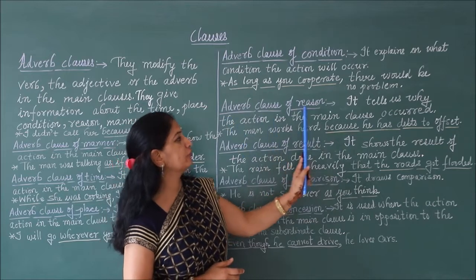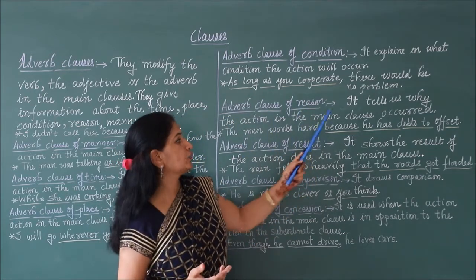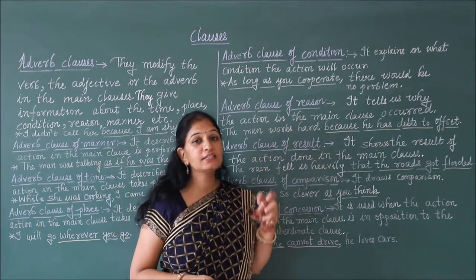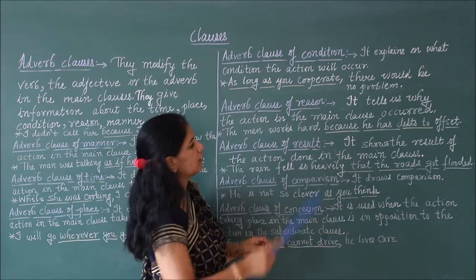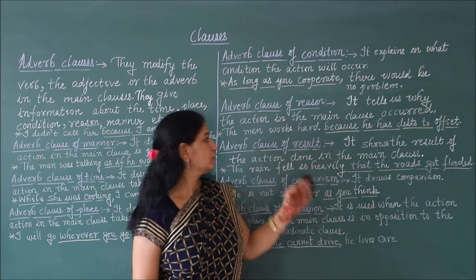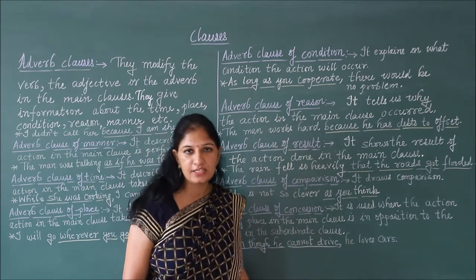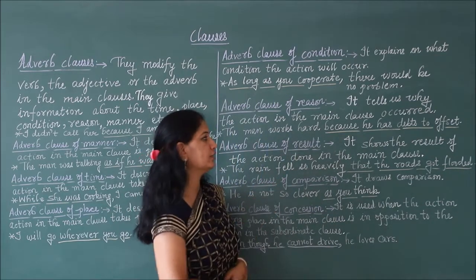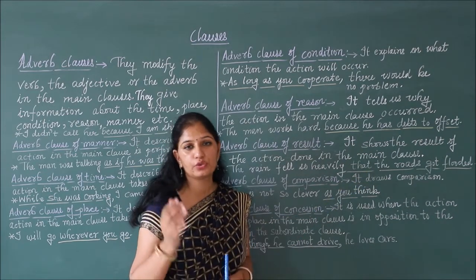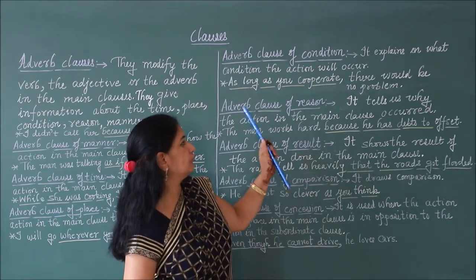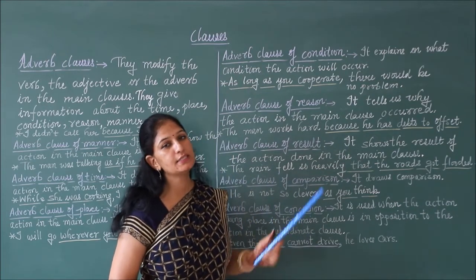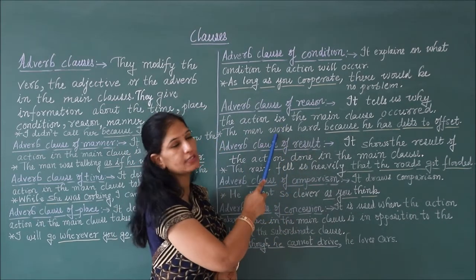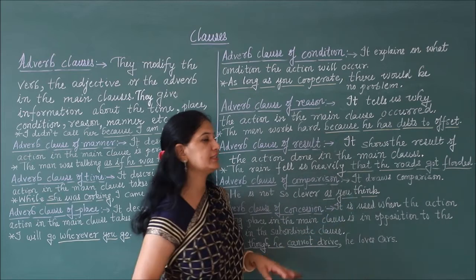Next, adverb clause of reason. Reason is related to why. So it tells us why the action in the main clause occurred. So why is the thing happening? The man works hard because he has debts to offset. So why does the man work hard? Because he has debts to offset. He has to pay off his debts. So that's why the man works hard. Because is also there, so because is also related to the reason. So it becomes an adverb clause of reason because it tells us the reason behind the action done in the main clause. So the man works hard. Why does he work hard? Because he has debts to offset.